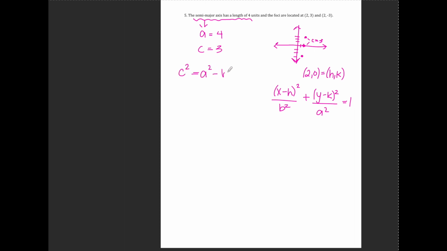c squared is equal to a squared minus b squared. 3 squared is 9. 4 squared is 16. So I get b squared is equal to 7. So b is equal to the square root of 7. And now I can just plug in. So I'm going to have (x minus 2) squared over root 7 squared, which is 7, plus (y minus 0), so I'm just going to leave that as y squared over a squared. So 4 squared is 16, equal to 1.